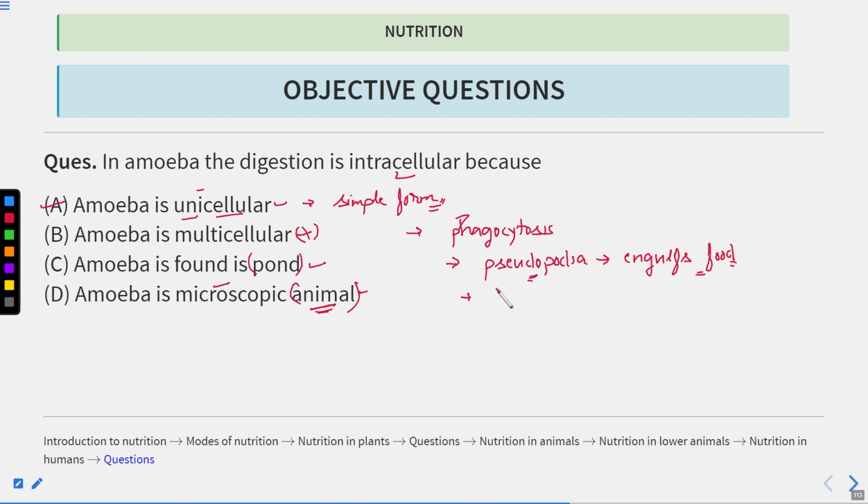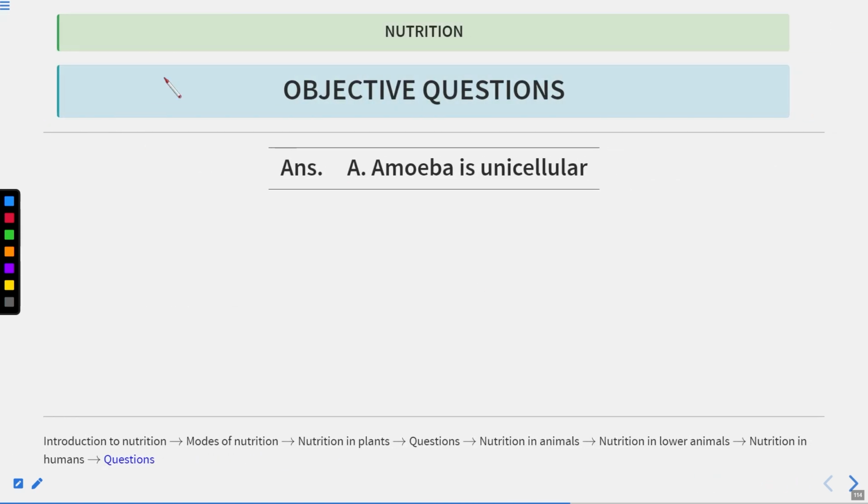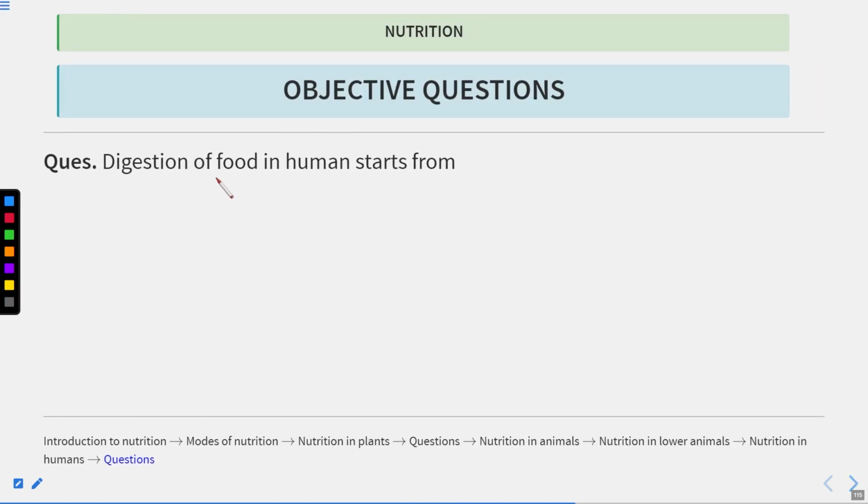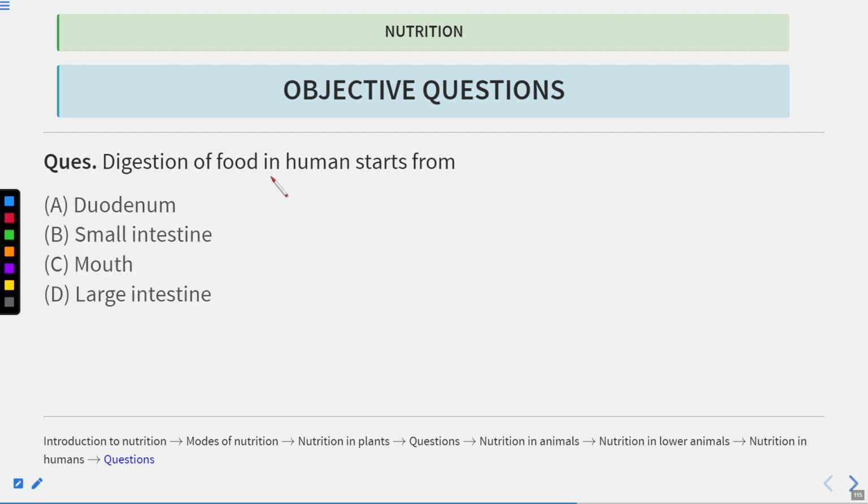And then what happens? The enzymes from the cytoplasm enter the vacuole, which is known as the food vacuole, and then the food is digested, and the undigested food is thrown out of the body. So option number A is the correct answer here. Now, next question is, digestion of food in humans starts from duodenum, small intestine, mouth, or large intestine.